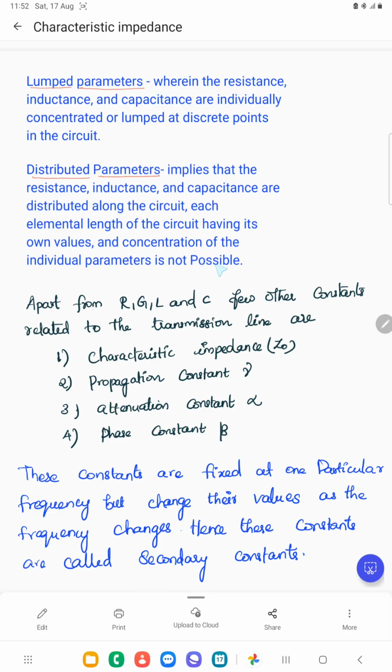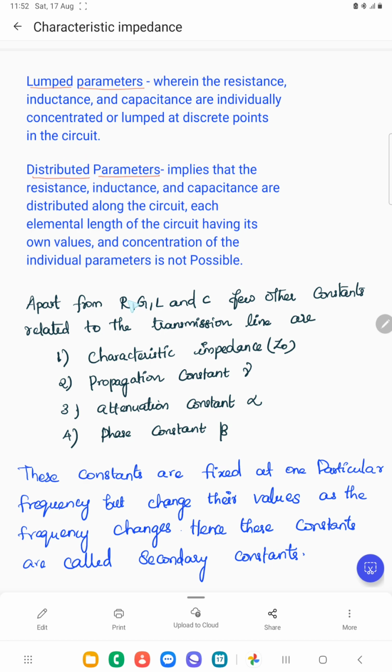But in a transmission line, we have distributed parameters, which means that the resistance, inductance and capacitance values are distributed along the circuit. Each incremental length of the circuit has its own values, and concentration of the individual parameter is not possible in distributed parameters. So in a transmission line, the parameters are distributed in nature.